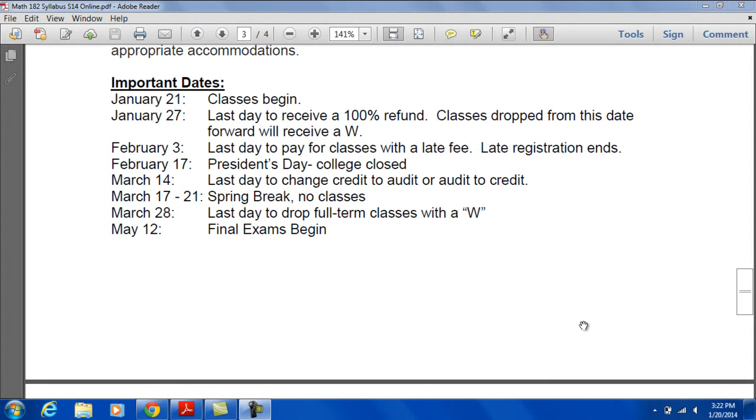Here are some important dates. When class begins, last day to withdraw and get a 100% refund. Last day to pay for classes. President's Day, we have a holiday. Last day to change credit to audit or audit to credit. Spring break. And last day to drop full-term classes with a W.